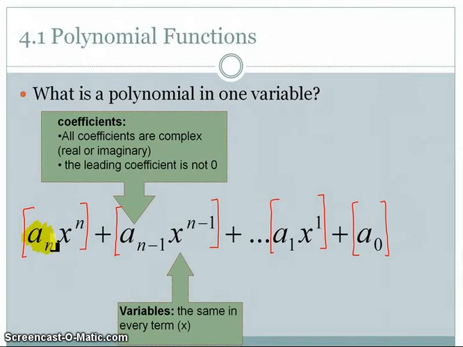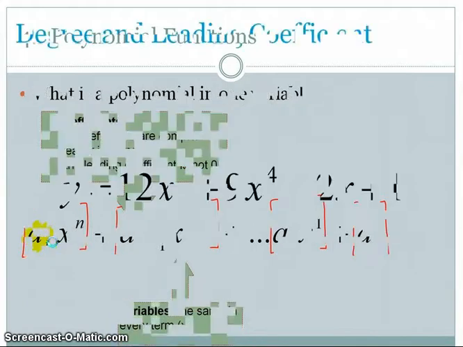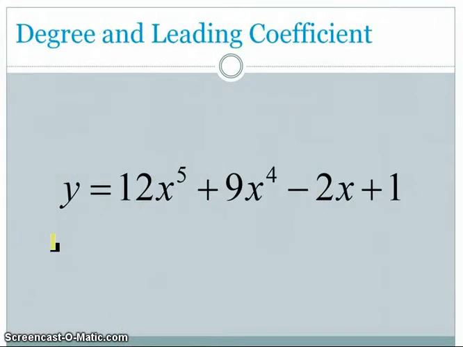So here's the general form for polynomials in one variable. It's probably more helpful to look at something more specific. This is a polynomial function. Notice that we have the same parts that we had on the last slide. So we have terms. We have 12x to the 5th as one term. We have 9x to the 4th as another term. We have -2x. And lastly, we have 1.